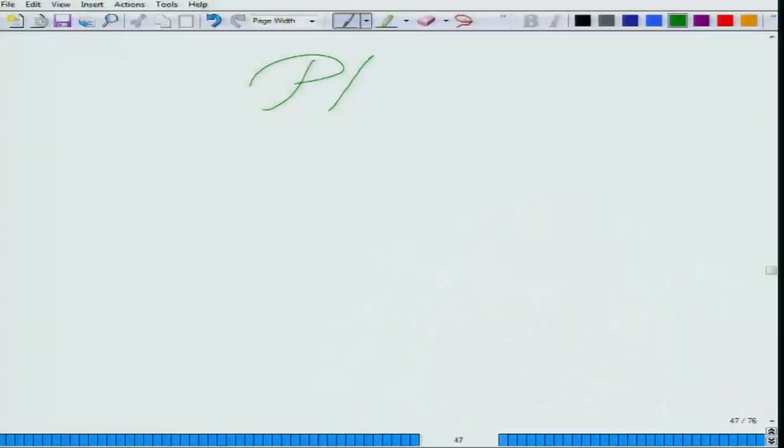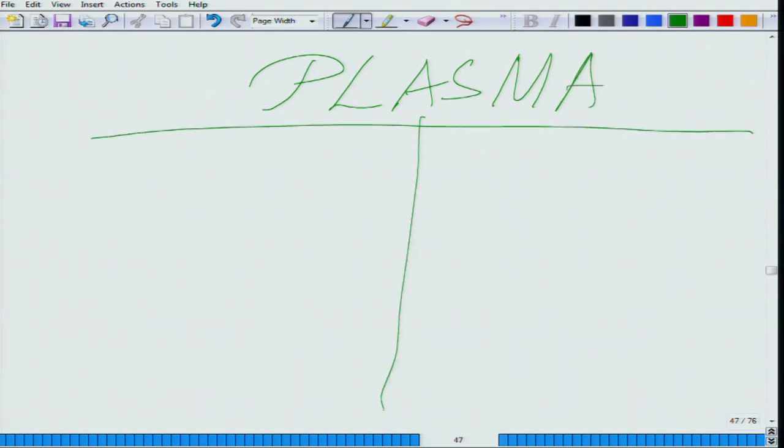Now, let us classify the plasma out here, plasma into two parts. One part is called plasma proteins.